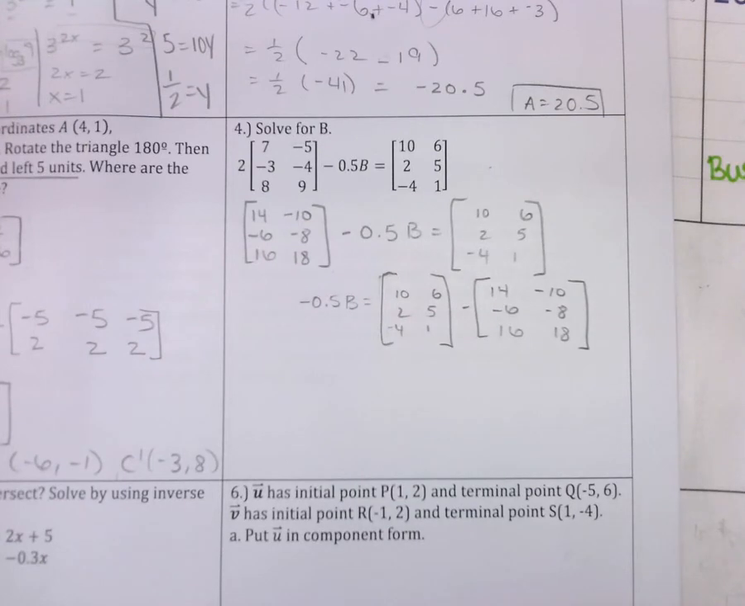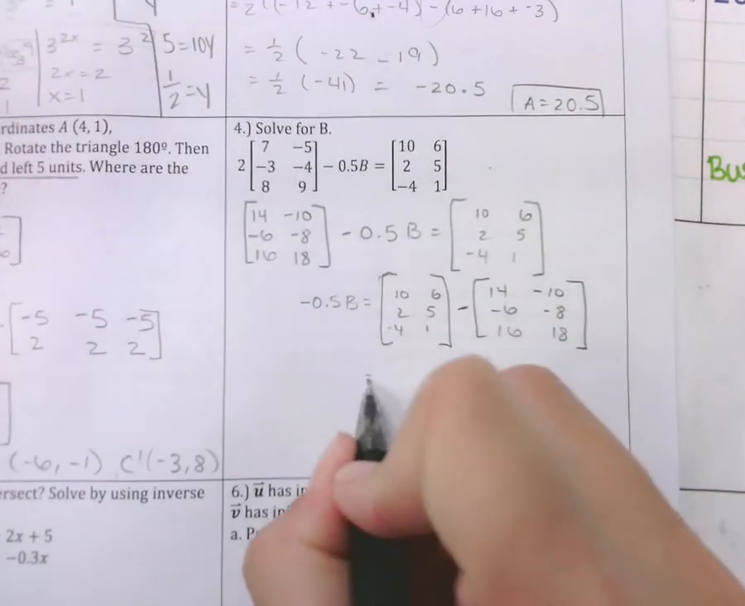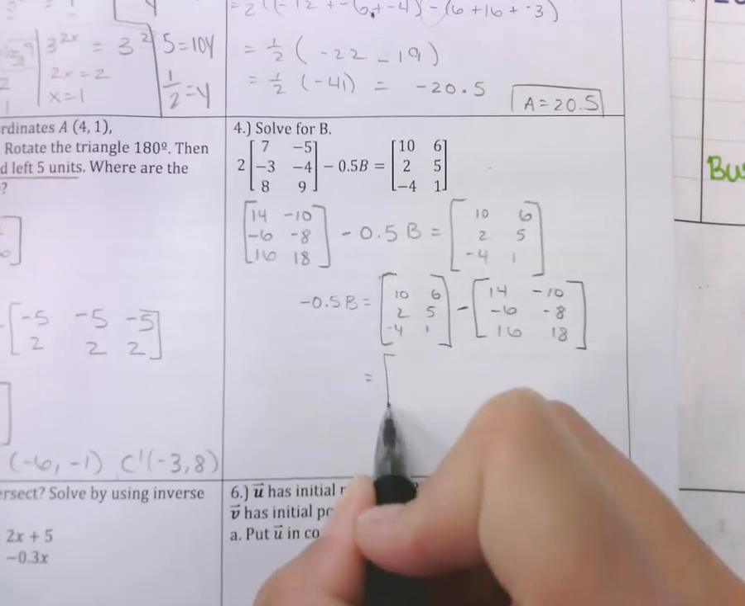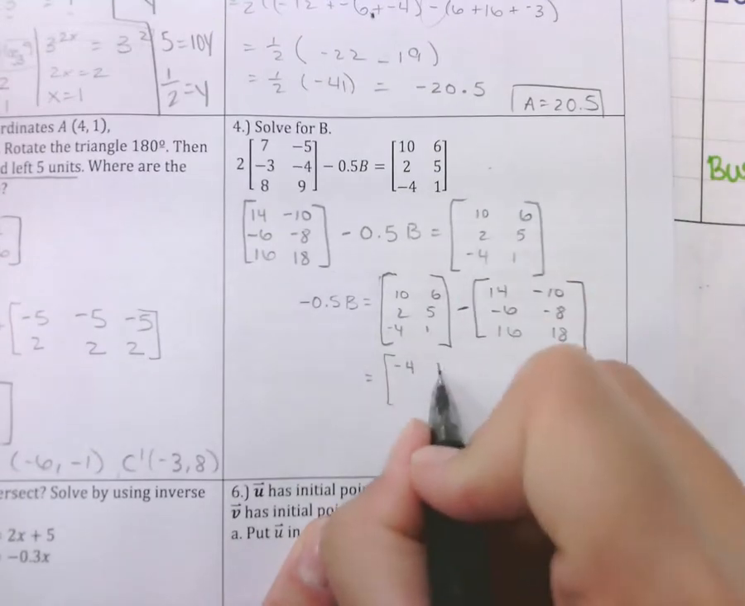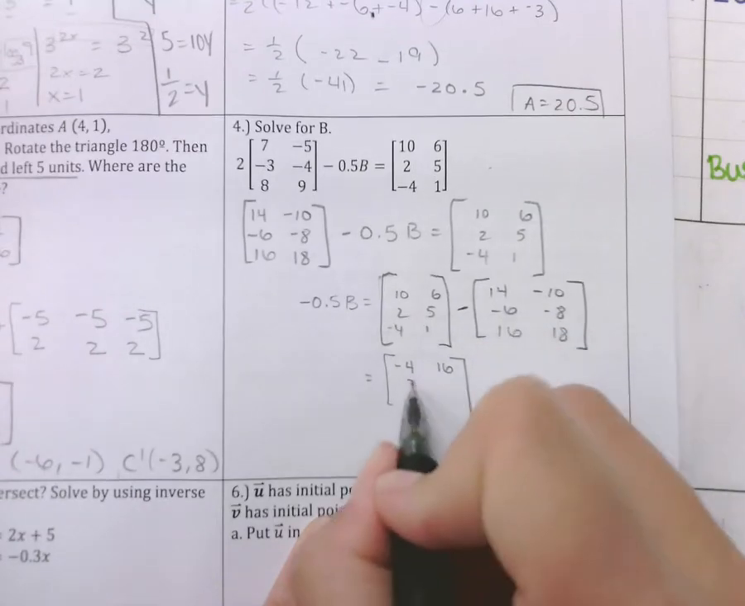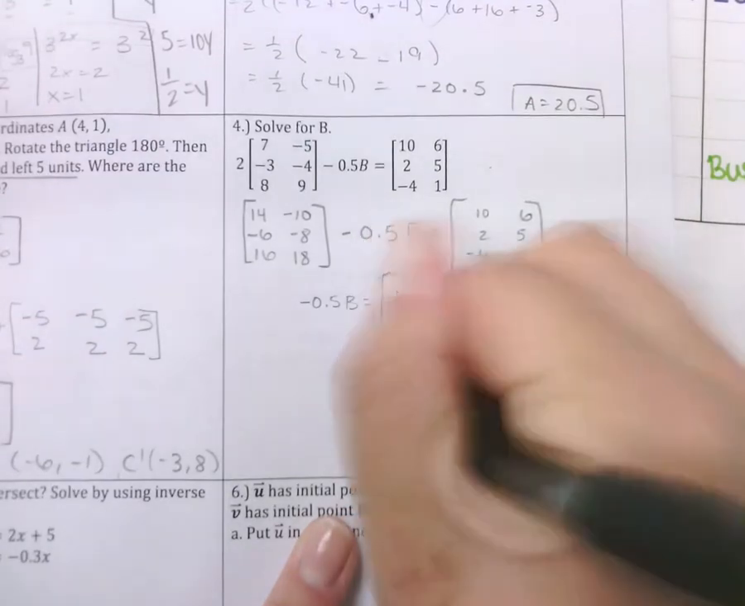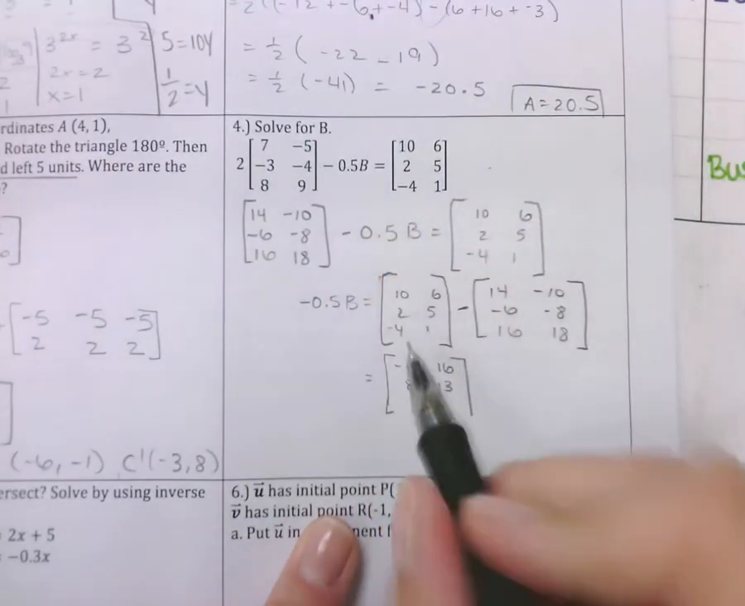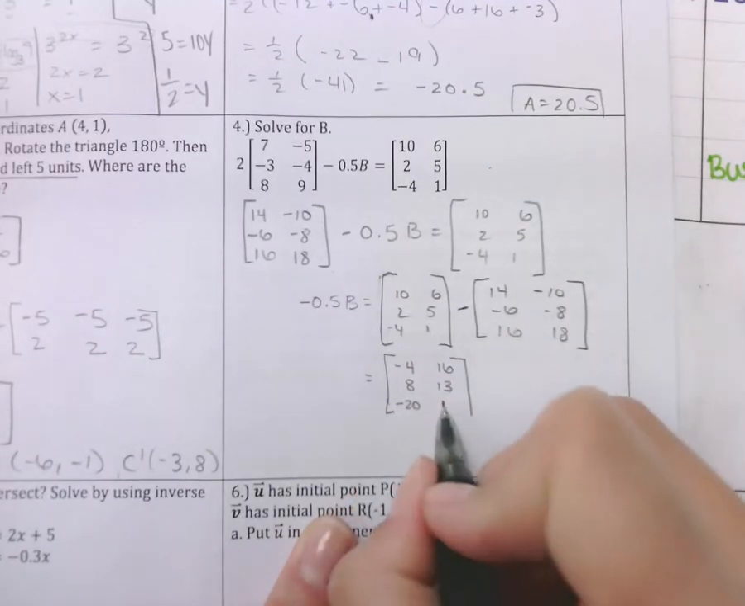So I didn't change any of the numbers in the matrix, I just put them to the right of this matrix and I'm going to subtract. So 10 minus 14 is negative 4, 6 minus negative 10 is positive 16, 2 minus negative 6 is positive 8, 5 minus negative 8 is positive 13, negative 4 minus 16 is negative 20, and 1 minus 18 is negative 17.